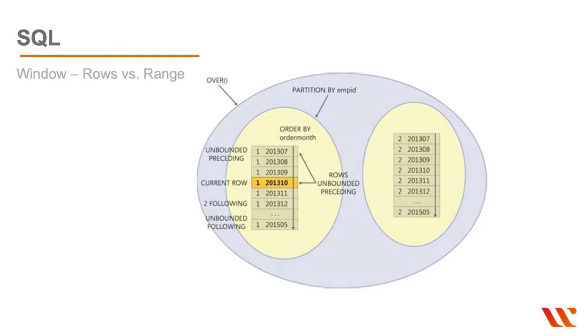And here's a visual representation to finally understand this. So the superset is the over, then you have partition by, and within the partition by, you have the result set. In the result set, the yellow highlighted one is the current row. Above that, you have unbounded preceding, and below that, you have unbounded following. You can see the 2 after the current row is the 2 following. And finally, the rows unbounded preceding are the ones from the current row going all the way up, because you're counting from the current row.